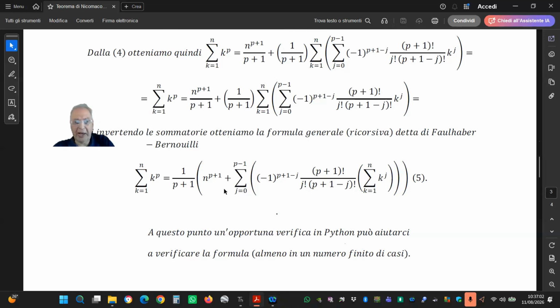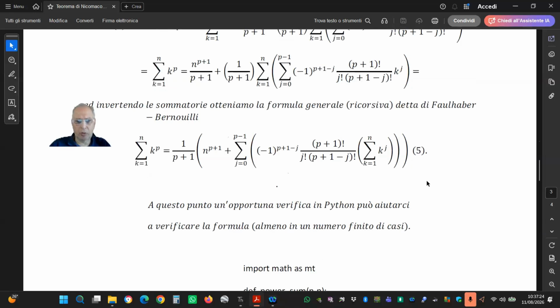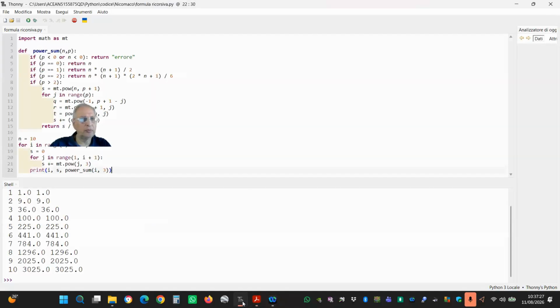What do we need to see? That we calculate k raised to p separately first, and then we calculate this formula and see if they really correspond. Since the formula is, let's say, relatively complex, if we implement it correctly, the fact that the numbers come out the same on both sides is already a good indication that this formula is correct. It's not an absolute proof, but it's a good indication.